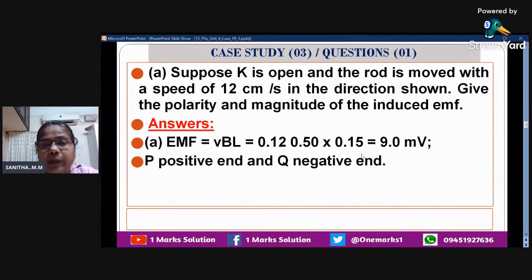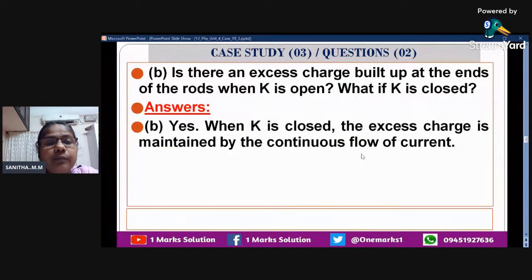Suppose K is open and the rod is moved. Just a minute. We are going for this one, isn't it? Yes, B. Is there any excess charge built up at the ends of the rod when K is open? That means sure, the excess charge will be there, no doubt at all. Potential difference will be produced. Then what will happen if K is closed? If K is closed, what will happen?